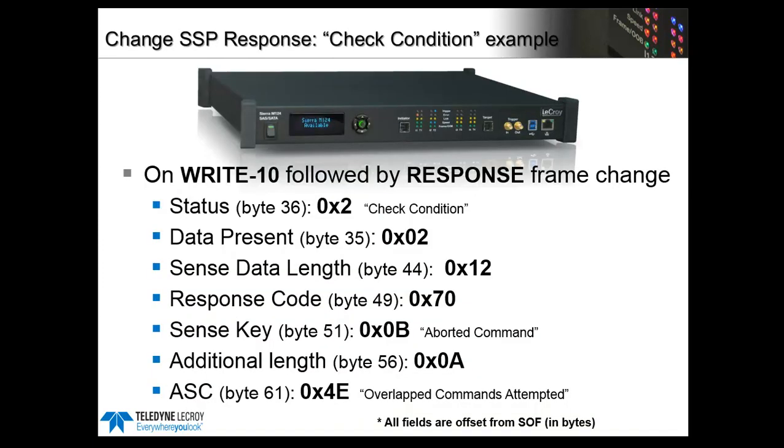Okay, let's get started. This slide summarizes the changes we'll need to make to create the check condition error using the Infusion jammer. The procedure requires that we modify several fields within the response frame, including the status field, which we change to check condition, and the sense data length. And then we need to insert 5 additional D words into the response, including sense key abort command and the additional sense key codes overlapped command attempted. This will create a duplicate tag error that the initiator must now recover from.